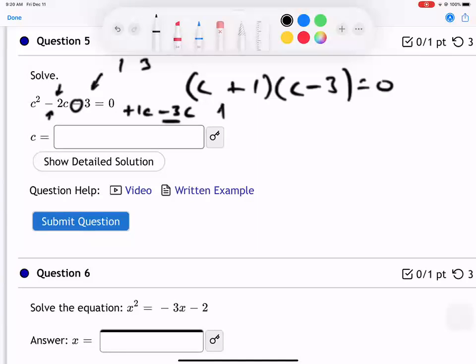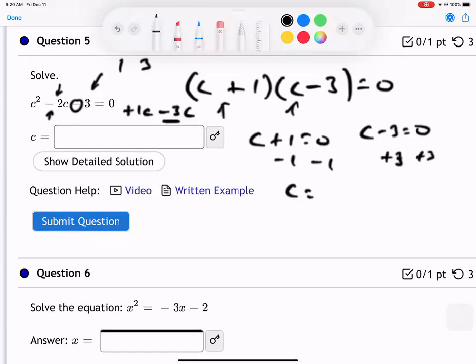Solving for 0, what number would make each of these factors go to 0? You could write this out, that's what you could do. But let me go ahead and finish this. Can you just tell me what number makes these go to 0? That'll save us so much time. Negative 1 and 3.